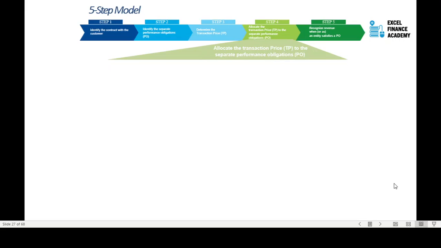Hi, in this video, we are going to discuss step 4 of the IFRS revenue recognition model, which is to allocate the transaction price to separate performance obligations. In the past videos, in the second step, we learned about separate performance obligations, which are basically distinct goods and services that are different from each other, sold separately as well, and their performance is not dependent on one another.